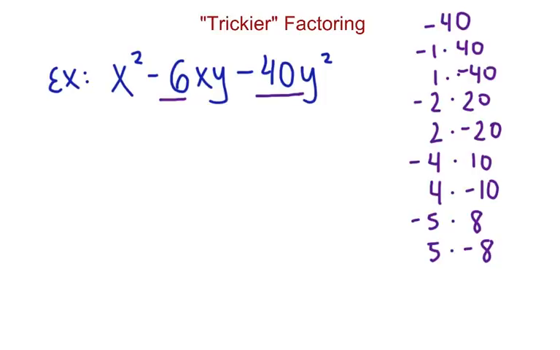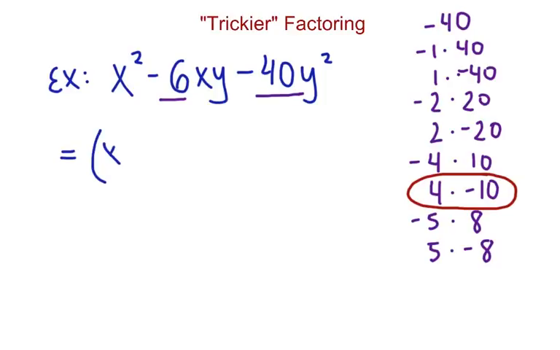I'm going to look through this list now and look for the pair that also adds to negative 6. So it's looking like we need the positive 4 and the negative 10. Okay. If we didn't have the y and the y squared term, we would just know our answer is there for us, x plus 4 times x minus 10. So there's just a small change that we have to do with the y.